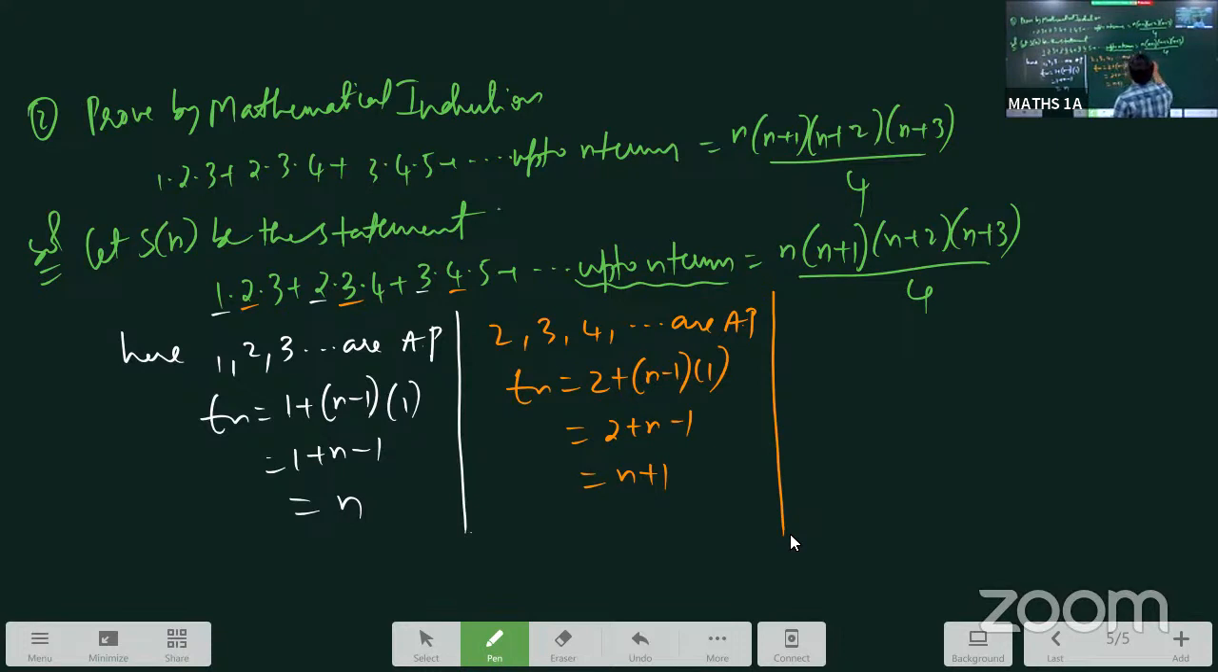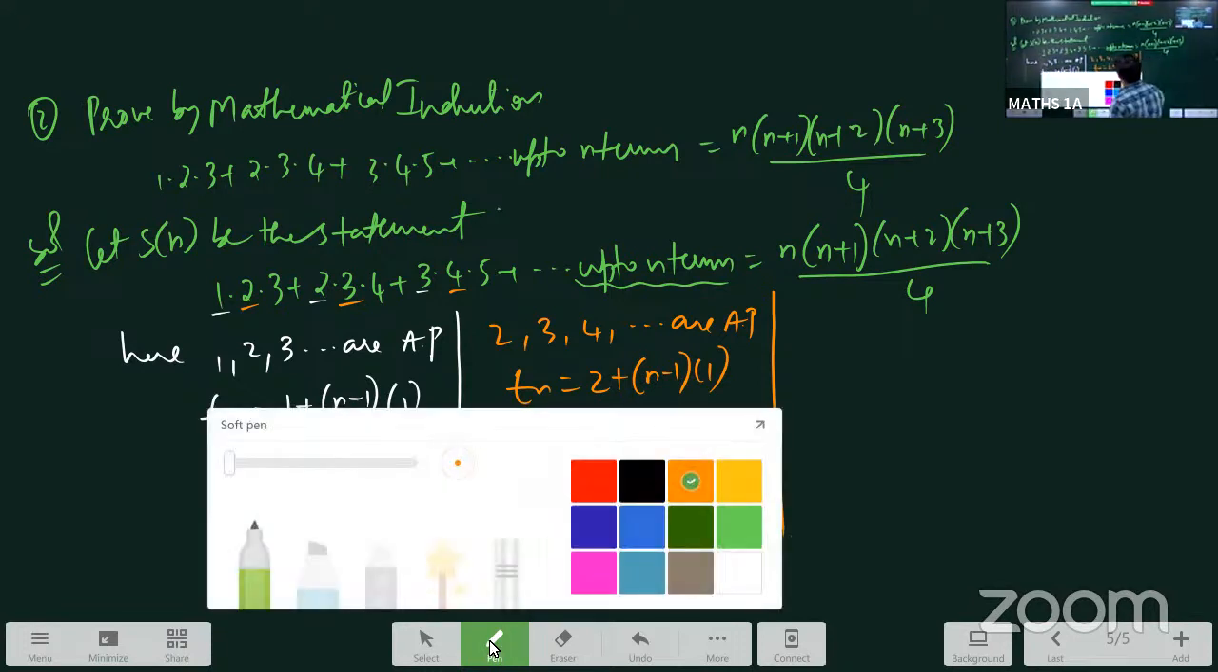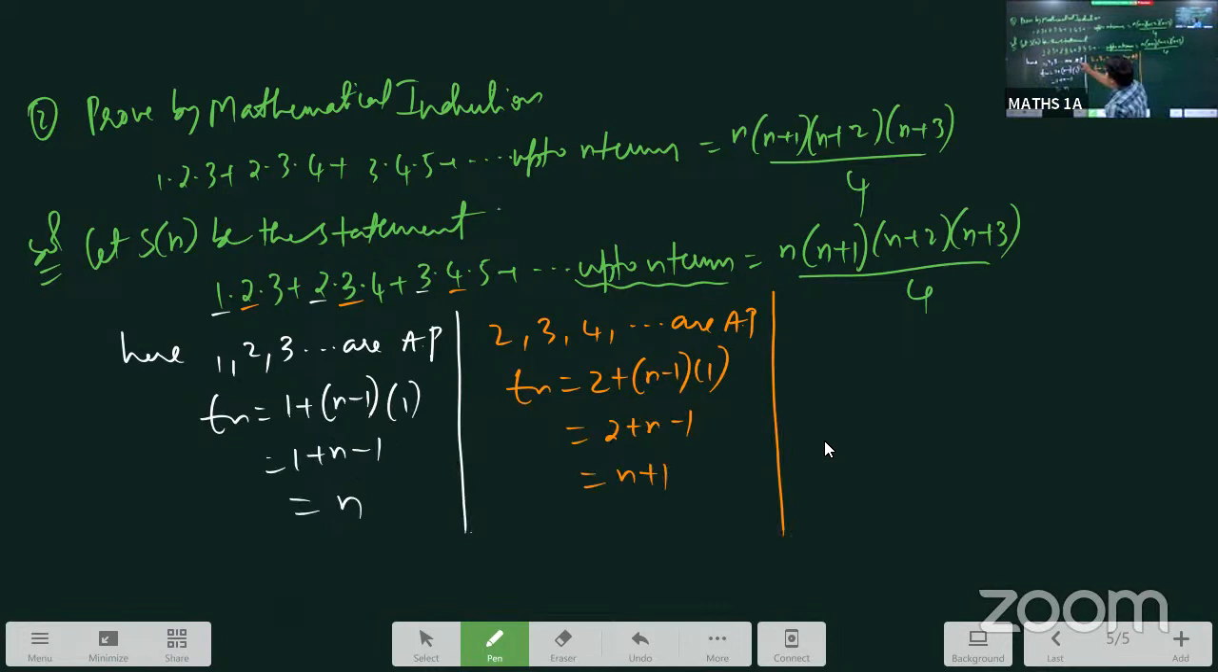Next, third terms, that is this, and this. The third terms I'm talking about. So 3, 4, 5 are in AP. It means Tn is equal to 3 plus n minus 1 into 1. 3 plus n minus 1, that is n plus 2.